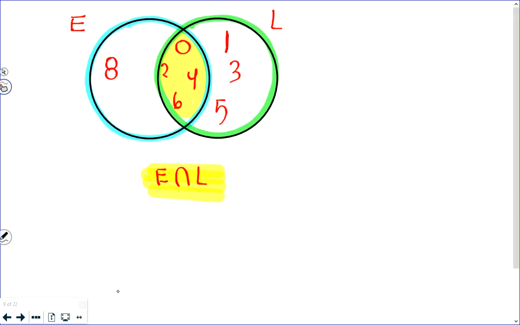It's graphically, and by graphically I don't mean an XY grid, I mean a graphic. It's graphically represented to you this way, and that's why it's called the intersection.